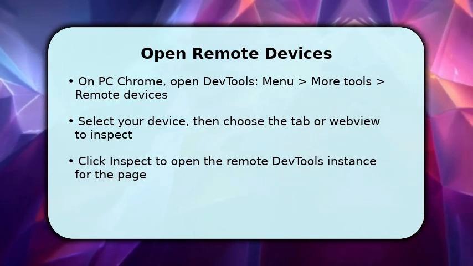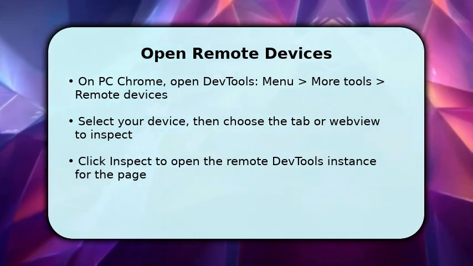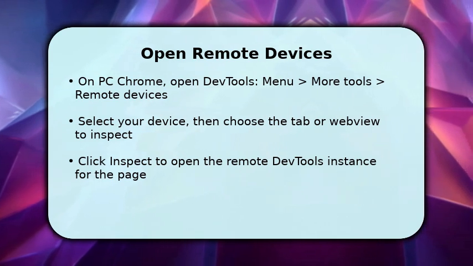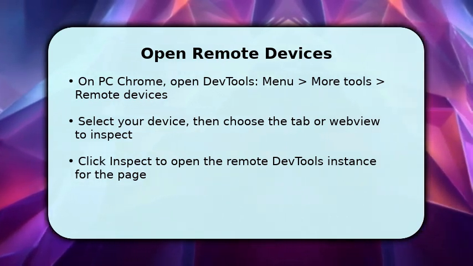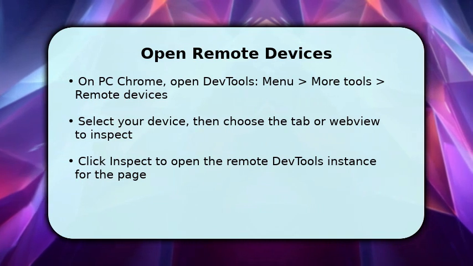Then click Inspect to spawn a DevTools window that mirrors the mobile page. This gives you the DOM, styles, console, and network tools, just like desktop inspection.